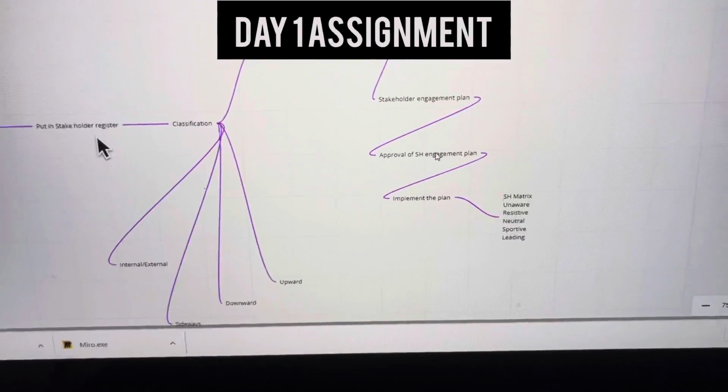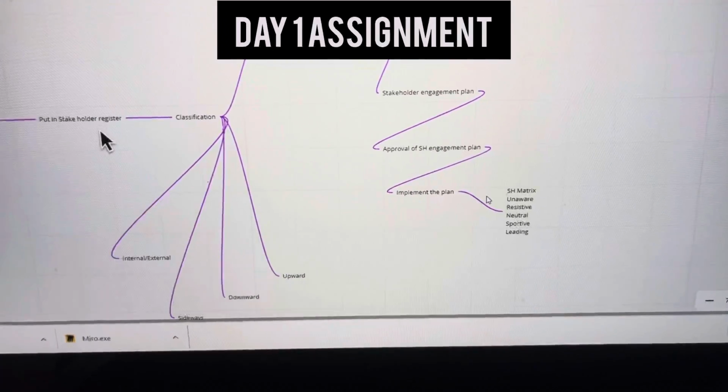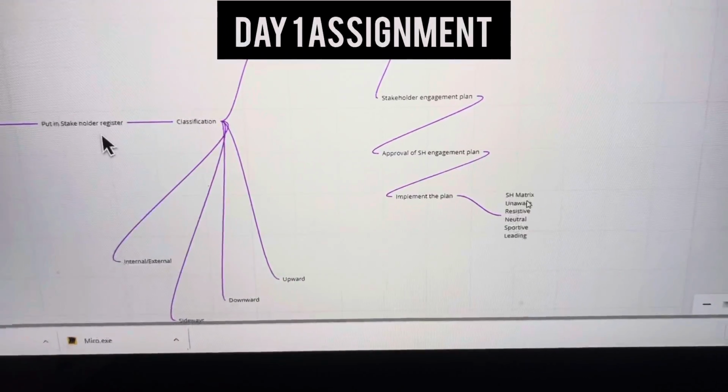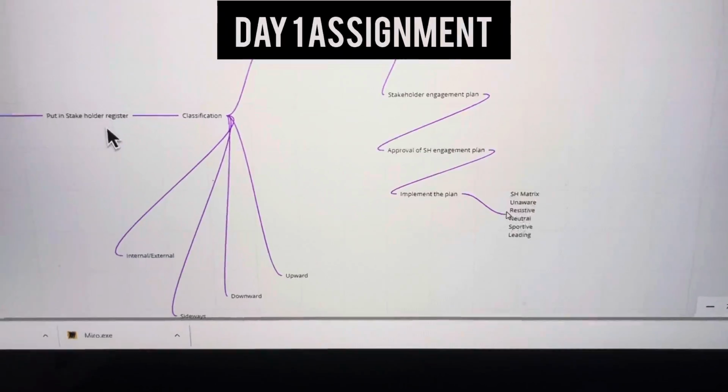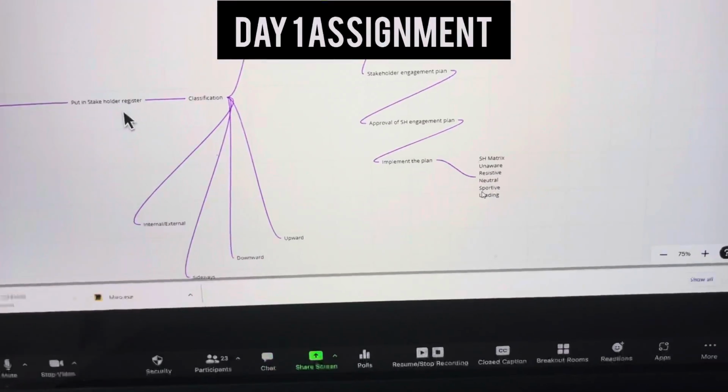Then we implemented the plan, and within the stakeholder matrix, we have the classifications like whether the stakeholders are unaware, resistive, neutral, supportive, or leading.